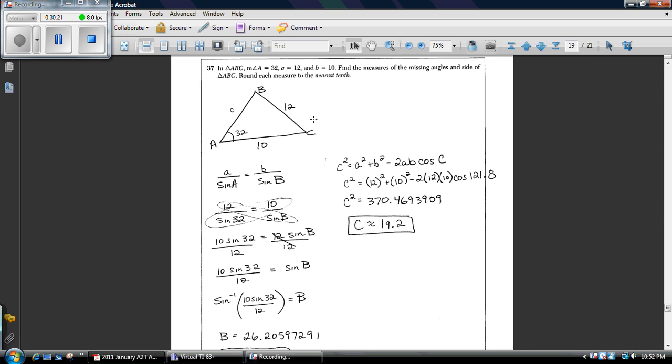All right. So in triangle ABC, you've got these measurements. Angle A is 32, a is 12, b is 10. Find the measures of the missing angles and side of ABC.